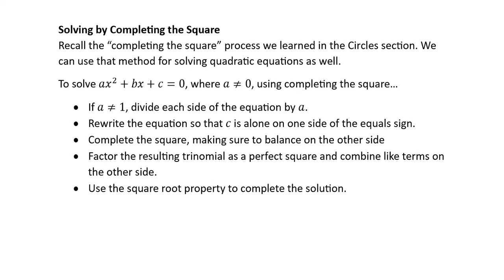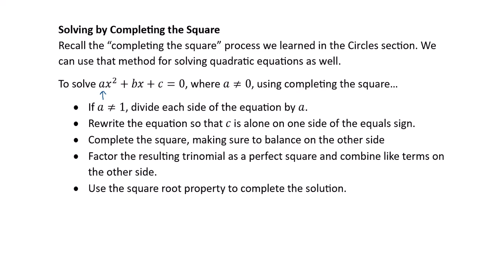So to solve ax squared plus bx plus c equals 0, where a is not equal to 0, using completing the square, we first need to make sure that a is equal to 1. We're going to get thrown some problems where a might be another number. So if a is not equal to 1, we'll divide each side of the equation by a to force our lead coefficient to be 1.